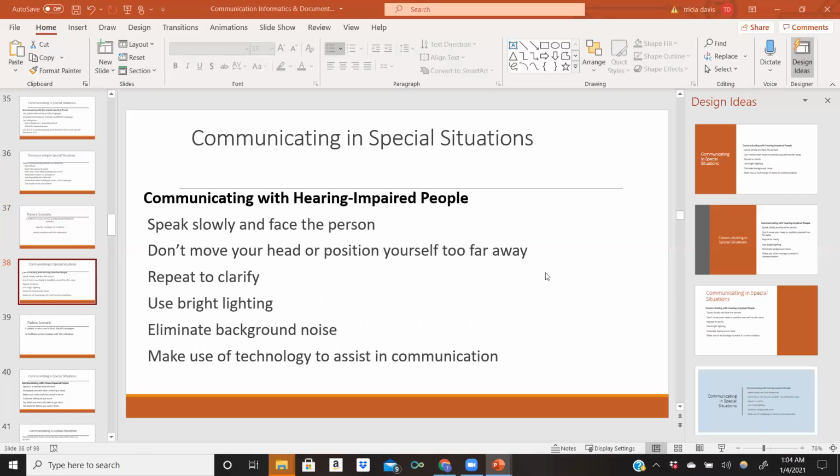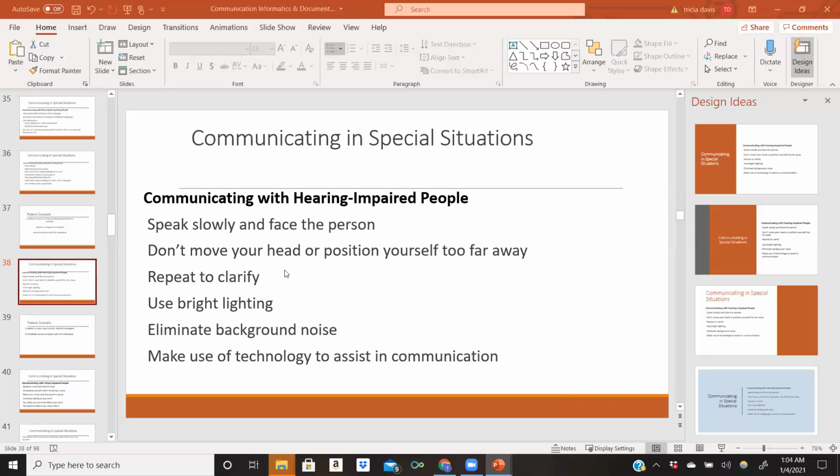So when you're communicating with hearing impaired people, you want to make sure that you always face that person, right? You want to have face-to-face contact, because a lot of people, the majority of people who are hearing impaired, really rely on being able to read your lips. So you want to make sure that you're right in front of that person so that they can read your lips. You want to speak very slowly. You don't want to talk really fast, because then they won't be able to read your lips. You don't want to move your head or position yourself too far away from the patient.